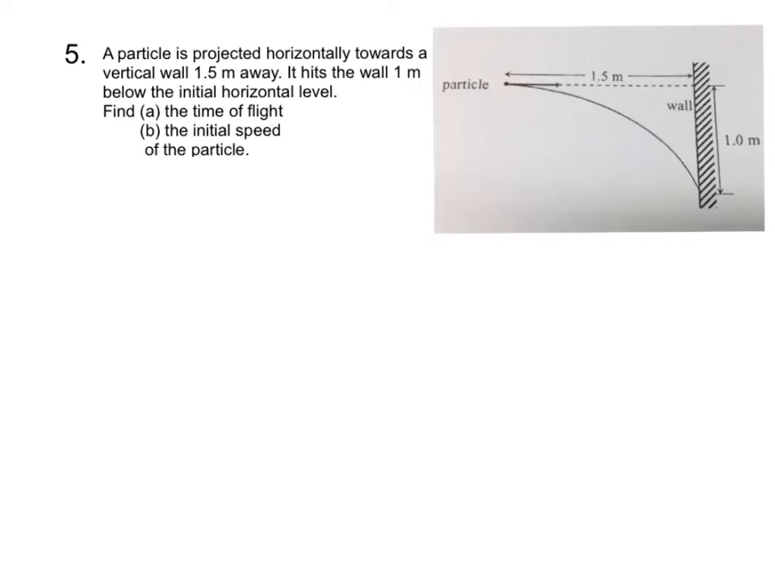First, let the time of flight be t, and let the initial speed be u. In the diagram, the initial speed is u.